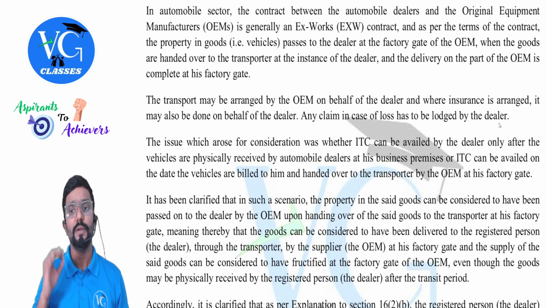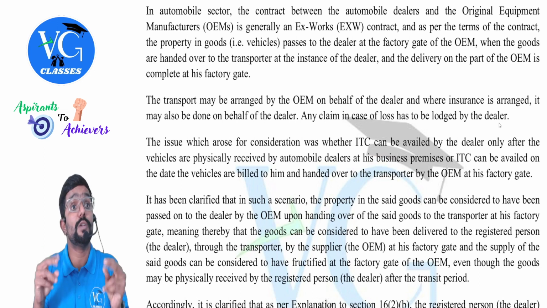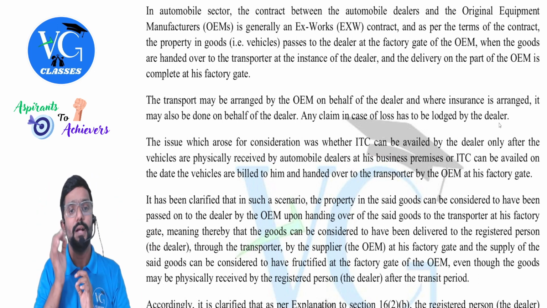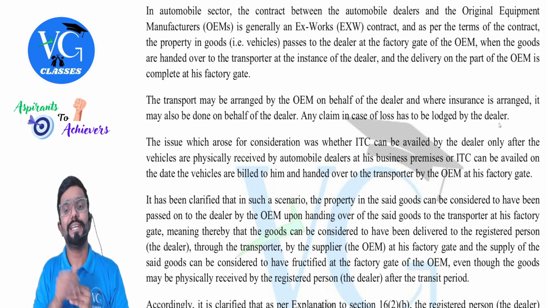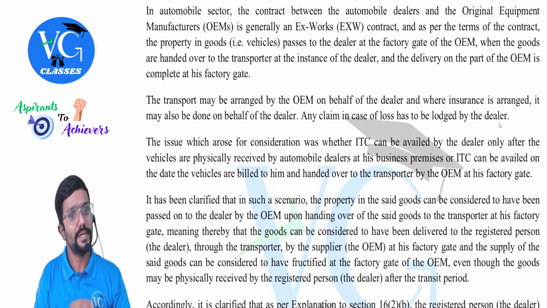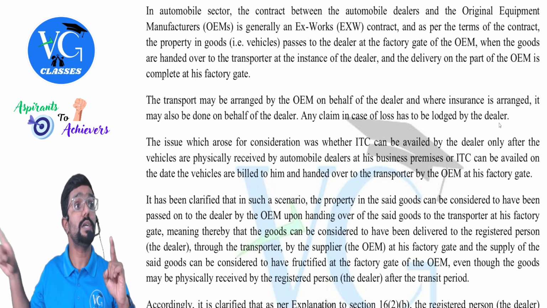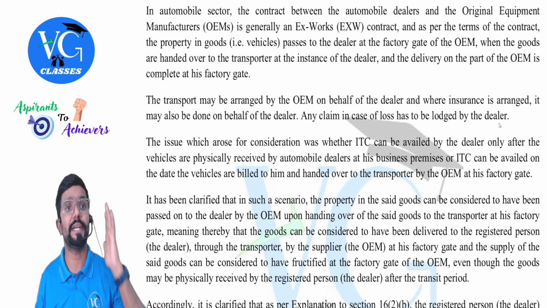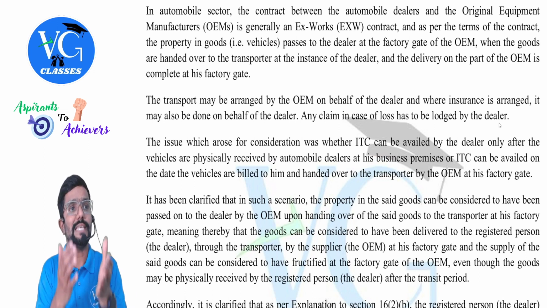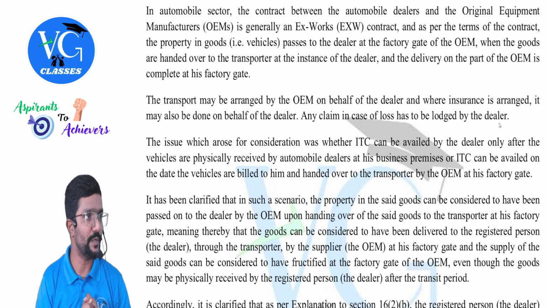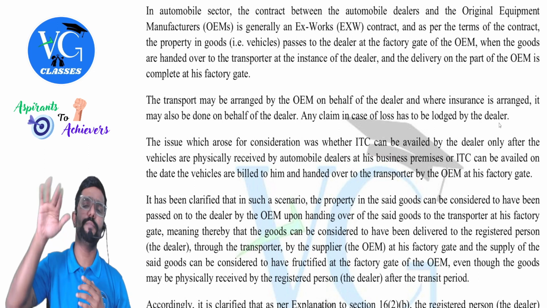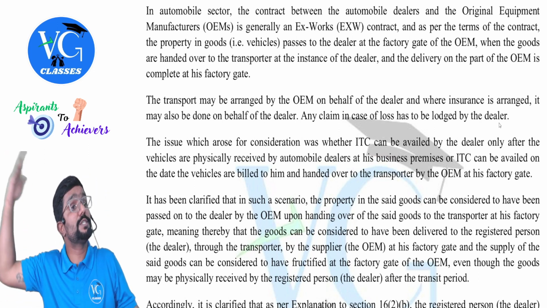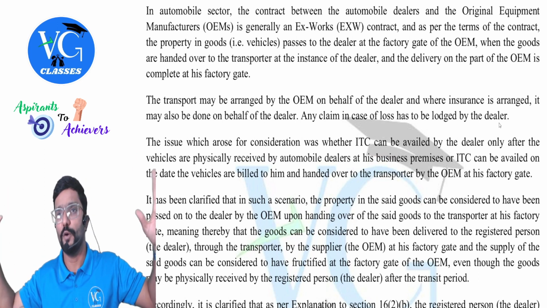He is a supplier. When the goods are handed over to whom? Not to the recipient. When the goods are handed over to the transporter, at the instance of the dealer, the delivery on the part of OEM is complete. Where? Not at the recipient's place, at the supplier's place only, at his factory gate. When, sir? When he has handed over the goods to the transporter. And this transporter might be a third party, or he might belong to supplier only, or he might belong to recipient. We don't care about it.